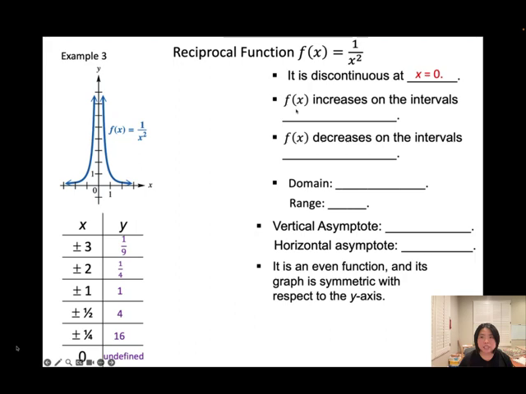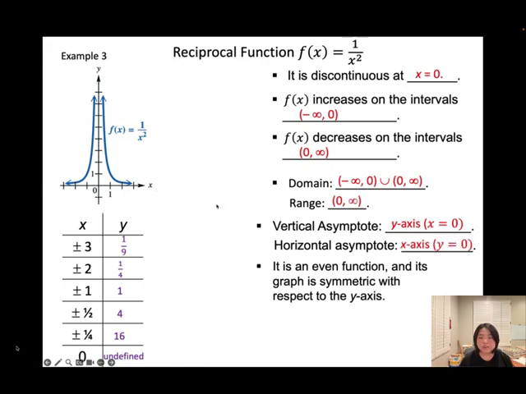And we have f of x increasing on the interval from negative infinity to 0. And then this is going to be decreasing, going down, from 0 to positive infinity. The domain, that will be combining these two together. And then the range, since it cannot be negative, the range will be parenthesis 0 to positive infinity. Vertical asymptote, that will be this equation, which is x equal to 0. Horizontal, y equal to 0.